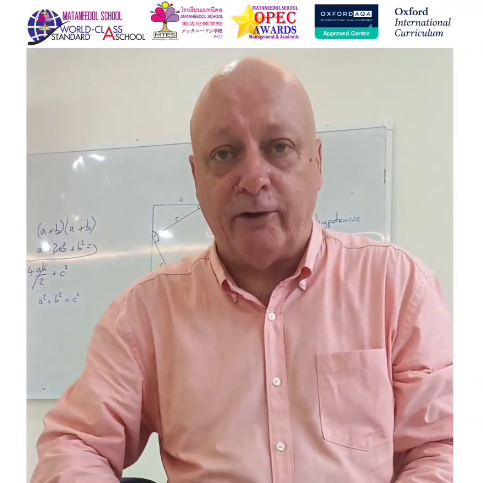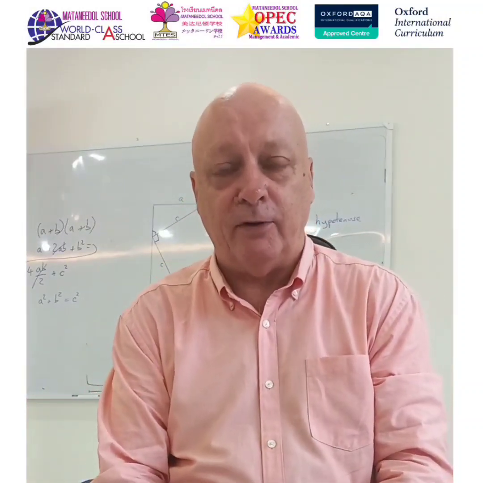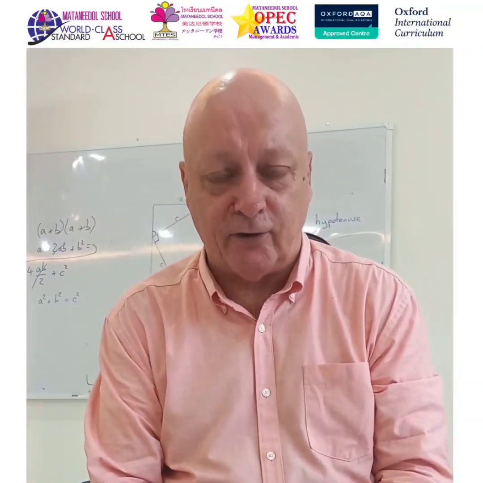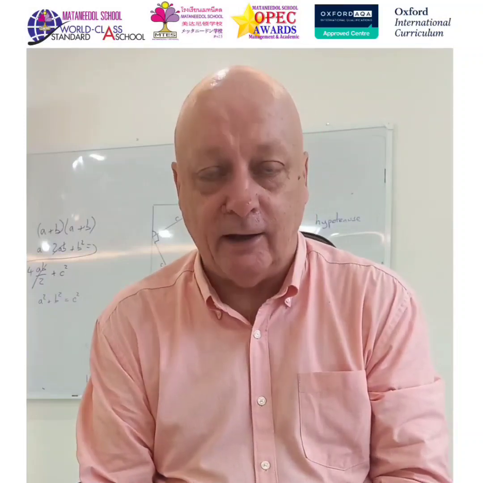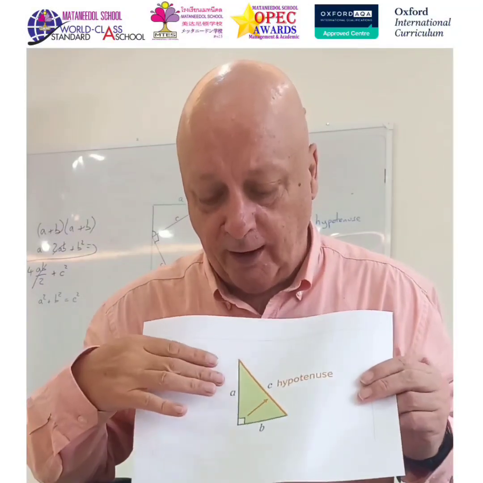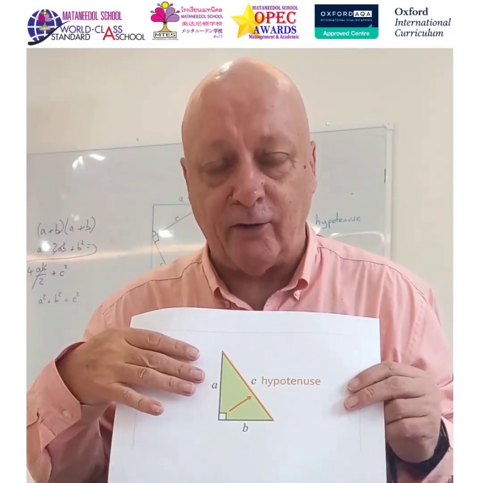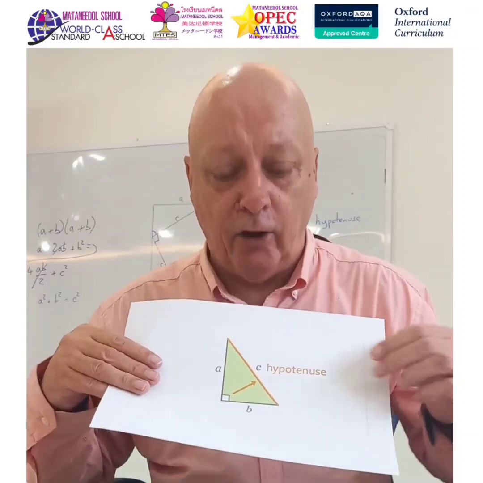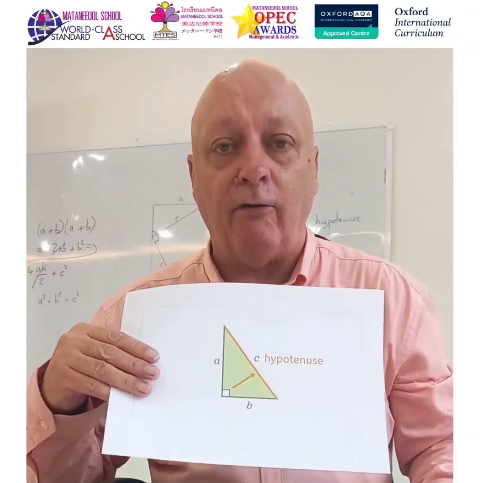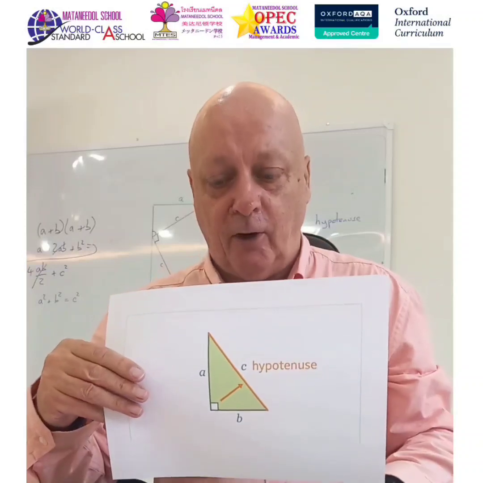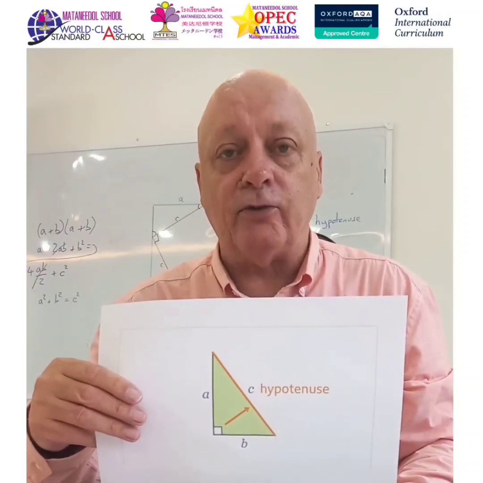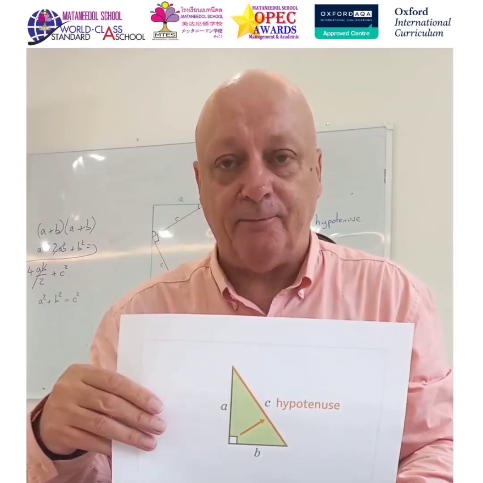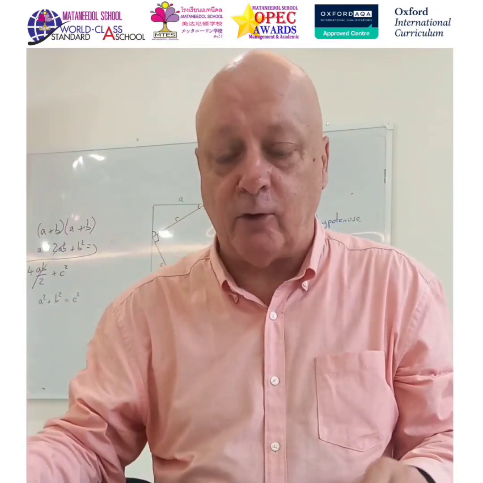Okay, now Pythagoras was a Greek mathematician many years ago, and he formulated an idea that the sum of the squares of the straight lines that form the right angle add up to the square of the hypotenuse. So A times A plus B times B equals C times C. And we can prove that quite simply.